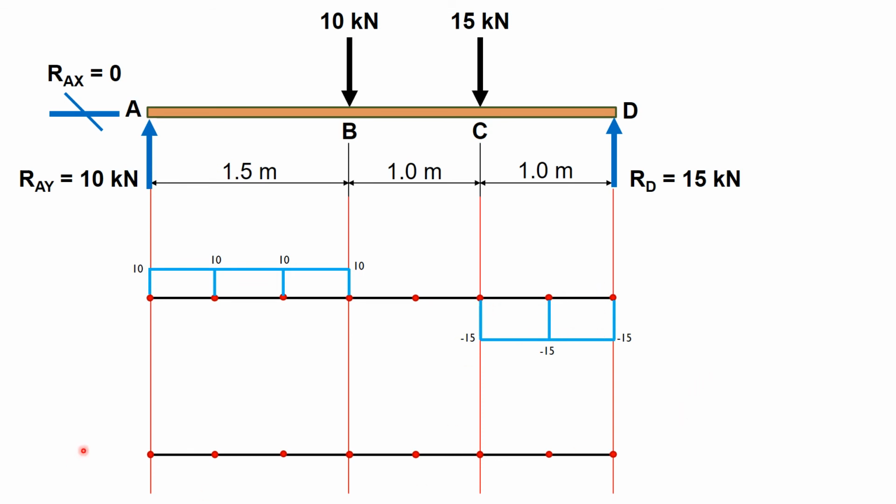Now for the moment diagram, so if you plot the values, so when x is 0, you have 0 moment here. When x is 0.5, ito yung na-solve natin na ordinate, which is positive 5. When x is 1, so we have positive 10 kilonewton meter. When x is 1.5, so we have positive 15. Then when x is 1.5 for segment BC, or to the right of B, we also have 15.